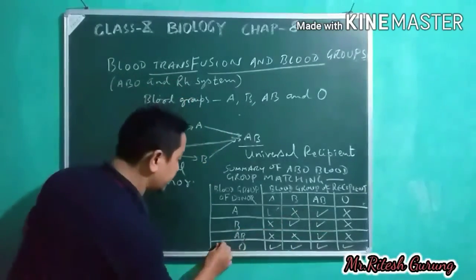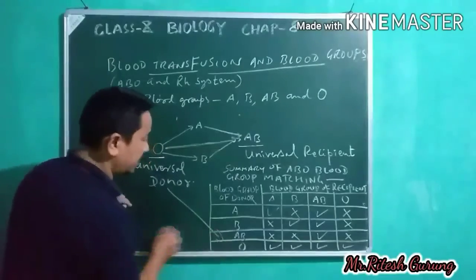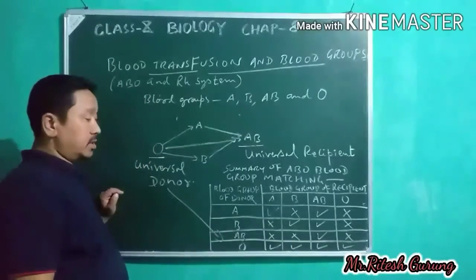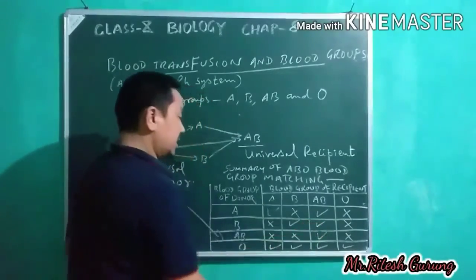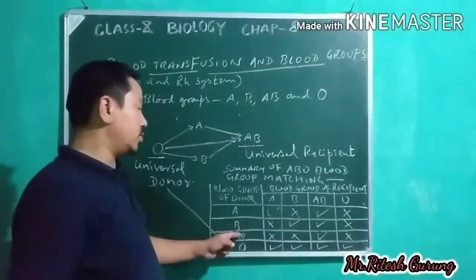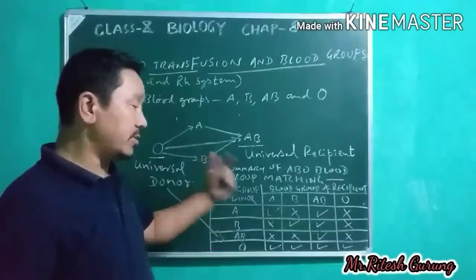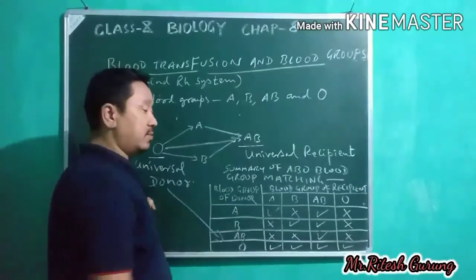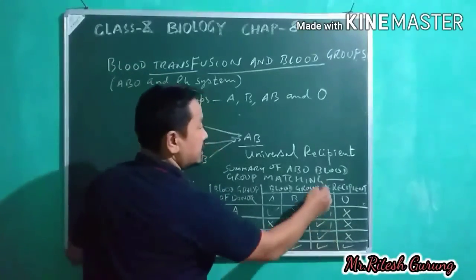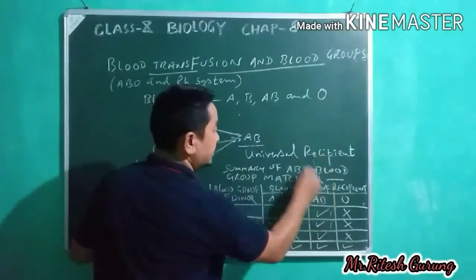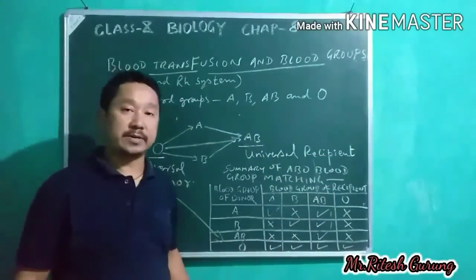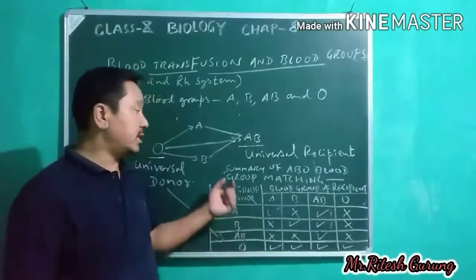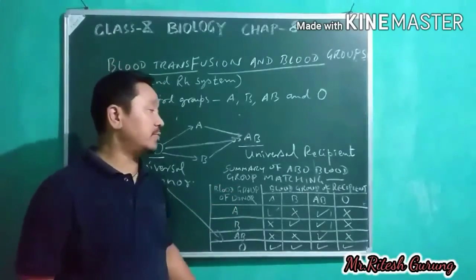So O is universal donor. And similarly AB can receive from all, though AB cannot donate to all. AB can donate to AB only, but it can receive from all. See here. So it is universal recipient. AB is universal recipient. Alright, this is the summary of ABO blood group matching.